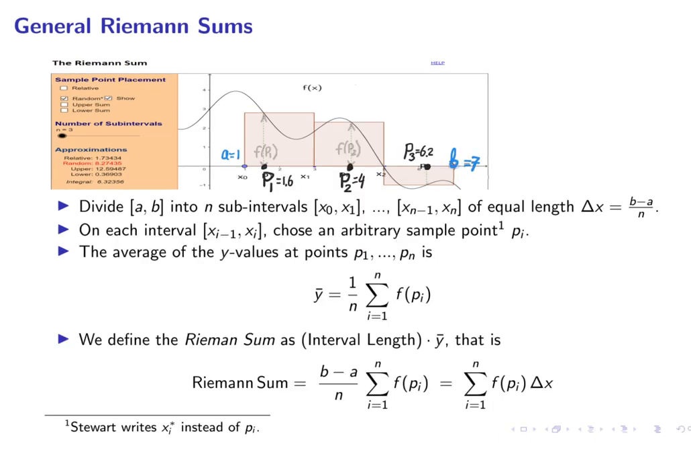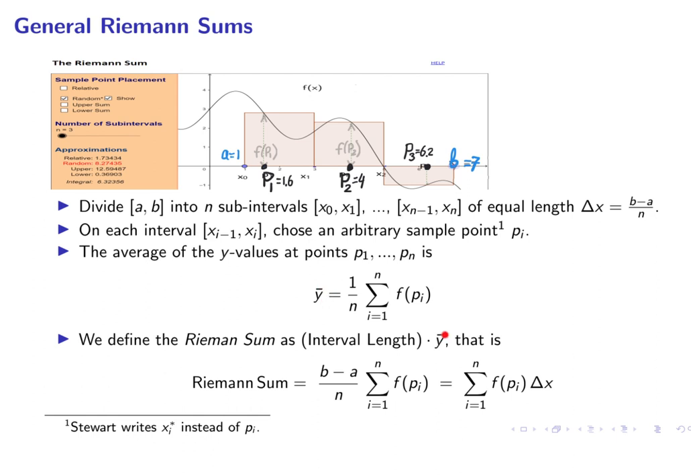Now on each of our intervals, we choose a sample x value. Let's denote them by P1, P2, and so on, Pn. On our picture, where we have only 3 intervals, we have sample x values P1, P2, and P3. Those sample x values can be positioned anywhere inside of their intervals. Now we compute the y values at each sample point P1, P2, so on, Pn. And we take the average, which we denote by y bar. If we interpret f as a velocity curve, then y bar would be simply the average velocity.